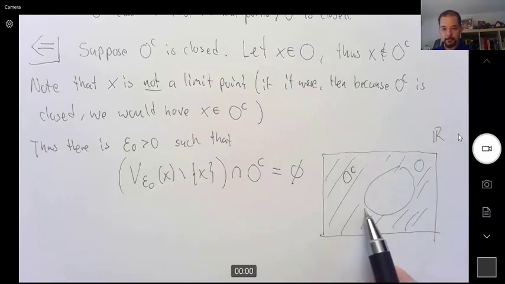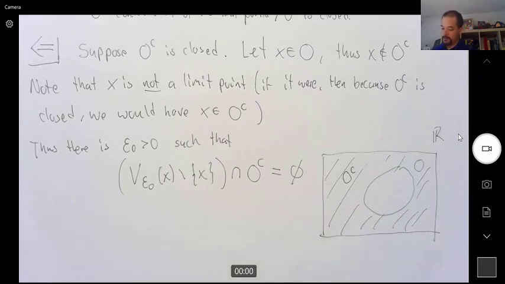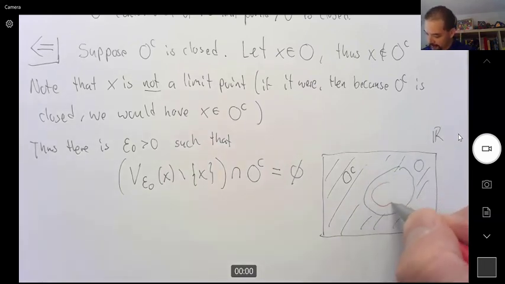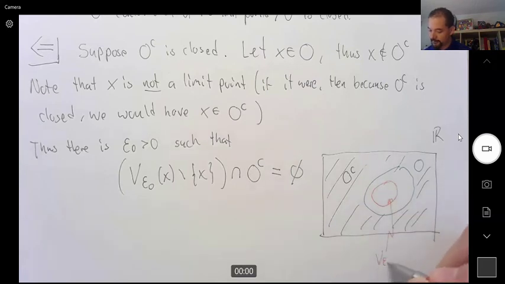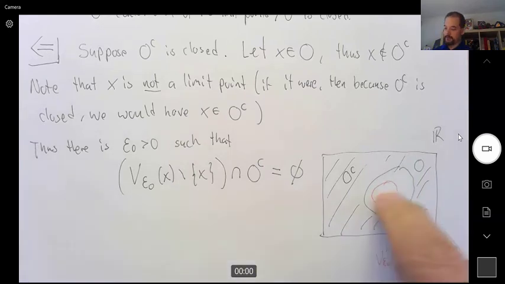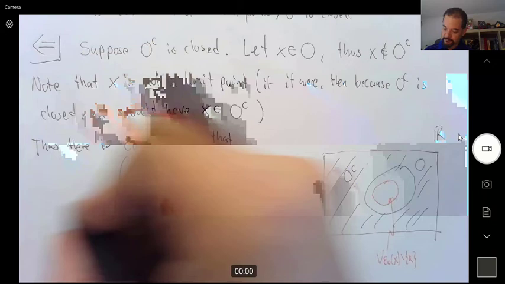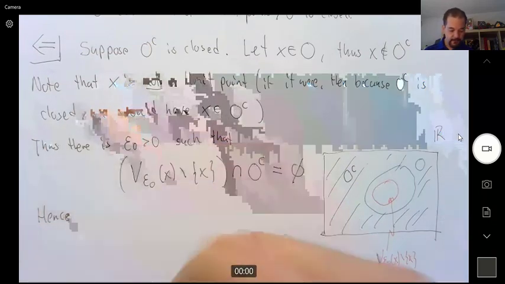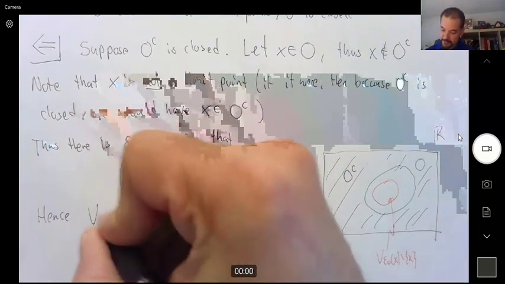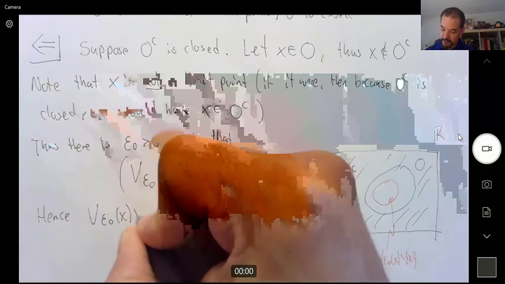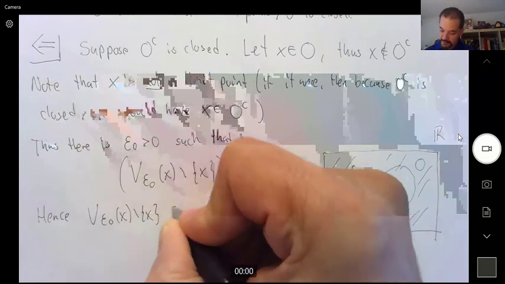So if it doesn't touch the black, where else could it be? The only place where it could be is inside, right? It has to be in here. This has to be B epsilon zero centered at X, take away X, because it does not intersect the black. If it doesn't intersect the black, O complement, then it has to be in O. Hence, this epsilon zero neighborhood, take away X, has to be inside O.